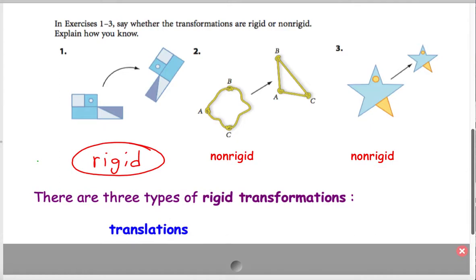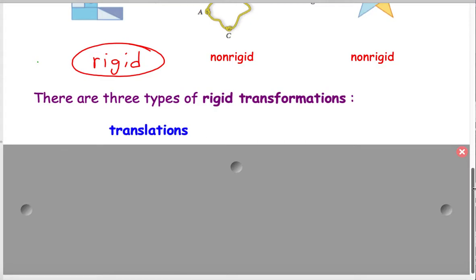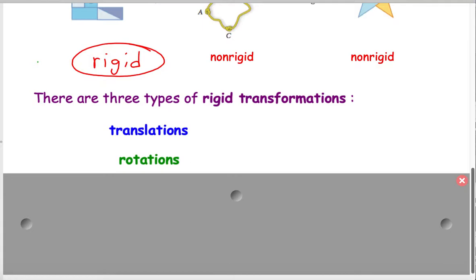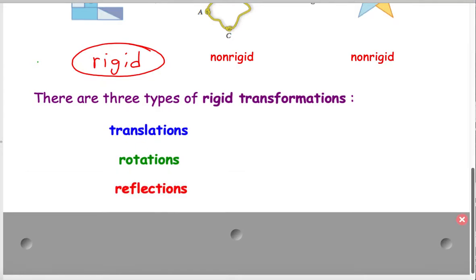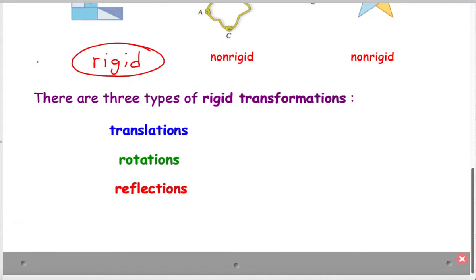So there's 3 types of rigid transformations. The first one is called a translation, or a slide, where basically our picture is just moving left, right, up, or down. The second one is a rotation, like example number 1, where the picture is actually rotated or turned by a certain number of degrees. And then the third one is a reflection, and that's when it's flipped over a certain line, whether we flip it over the y-axis or the x-axis or any other line in our graph. So those are the 3 that we're going to focus on. Today we're just going to start with translations.